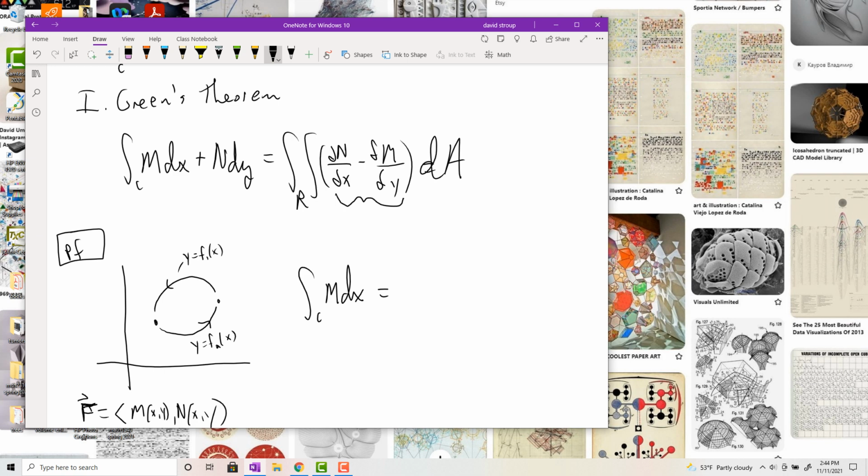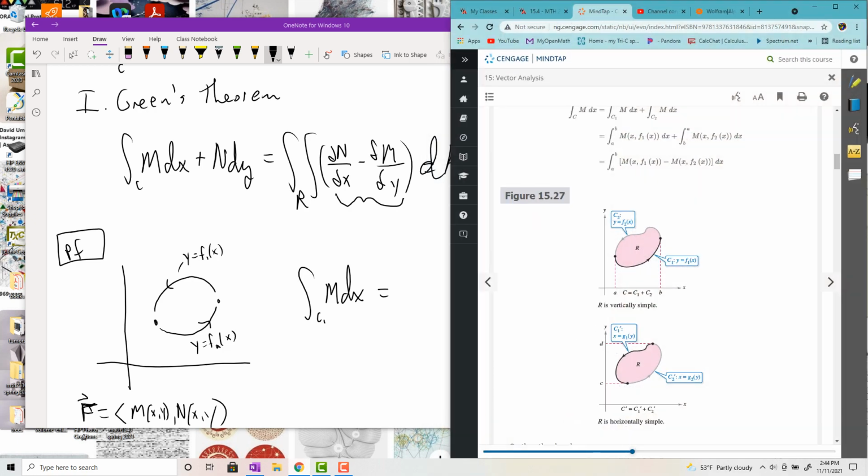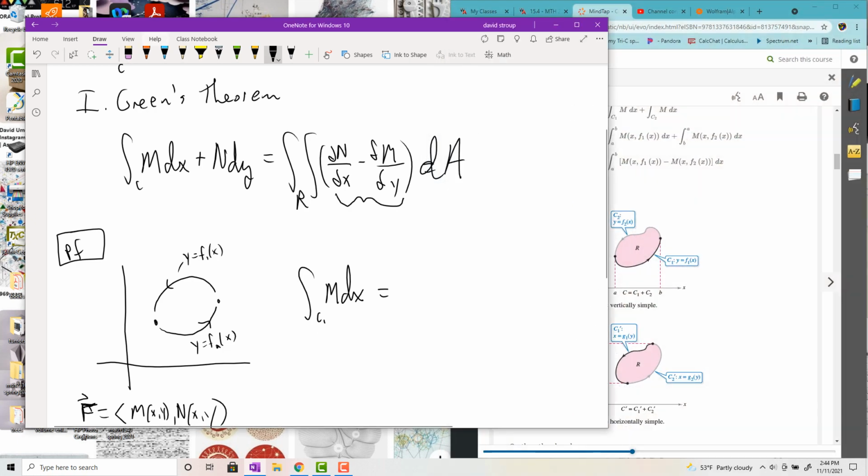So to evaluate this piece of this integral on the first curve, maybe we should do f1 and then f2. Let me see what the book does. Yeah, they go f1 on the bottom, so let's make the bottom guy f1. For that bottom curve, what are you doing? It's going to be the integral of M of x comma f1 of x dx, and then we add it to the other one.